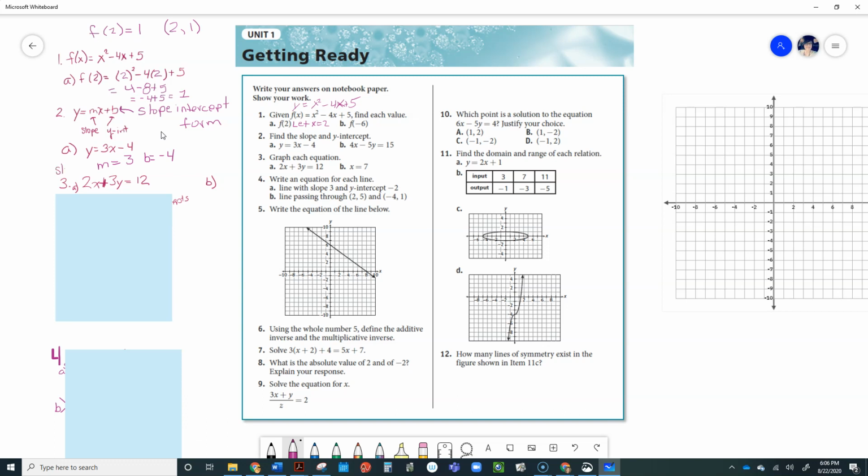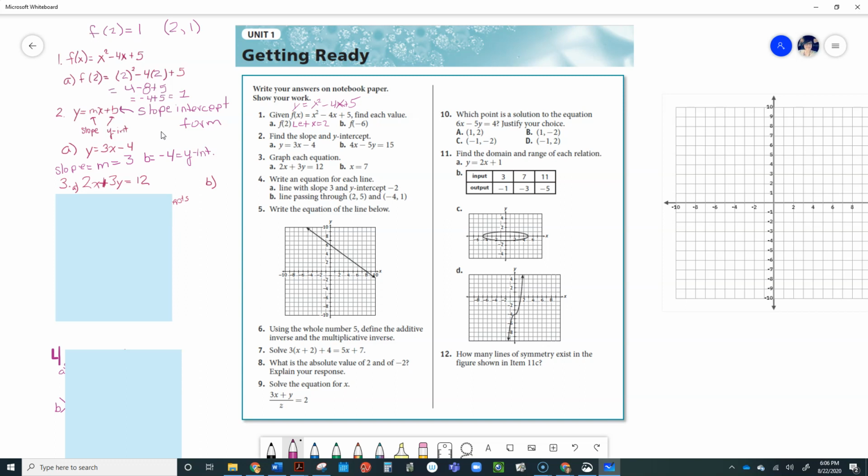But if you're remembering for yourself, you might want to put the word slope in front of there, and you might want to put the word y-intercept right there to make sure that you remember that b stands for the y-intercept. Okay, so you're going to do part B on the Desmos activity.